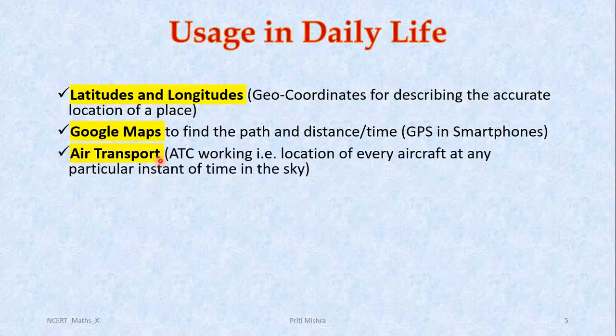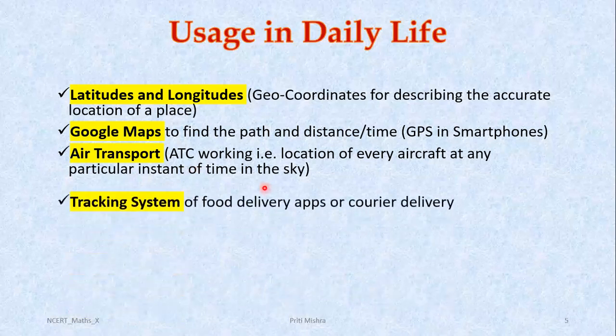Air transport. ATC working, that is location of every aircraft at any particular instant of time in the sky. Suppose if 2 or 3 planes want to land almost at the same time, then ATC, meaning air traffic controller, instructs them which one has to land first and which one has to wait in the sky. And this is just possible with the help of geo coordinates.